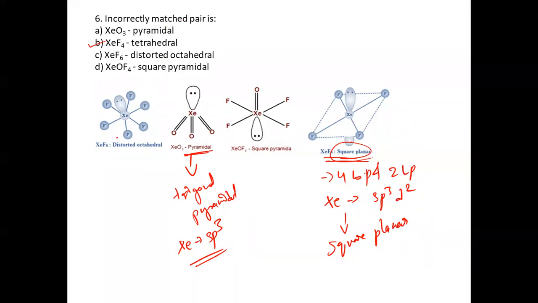XeF6. If you consider XeF6, it consists of 6 bond pairs and 1 lone pair. So here we can observe there are 6 bond pairs, that is xenon bonded to 6 fluorine atoms, and there is a presence of 1 lone pair of electrons here. And its geometry is distorted octahedral, so option C is also correctly matched. Then option D, XeOF4. So here we can observe XeOF4, which has a square pyramidal geometry with sp3d hybridization. Here xenon undergoes sp3d hybridization. So for question number 6, it's option B.